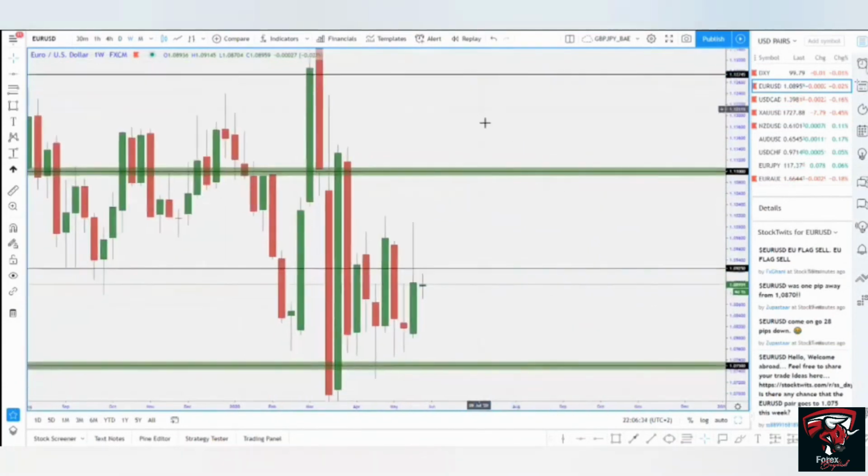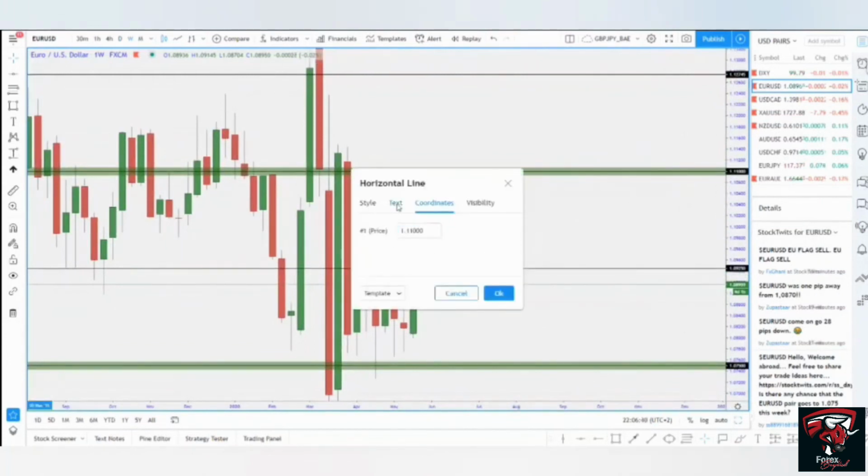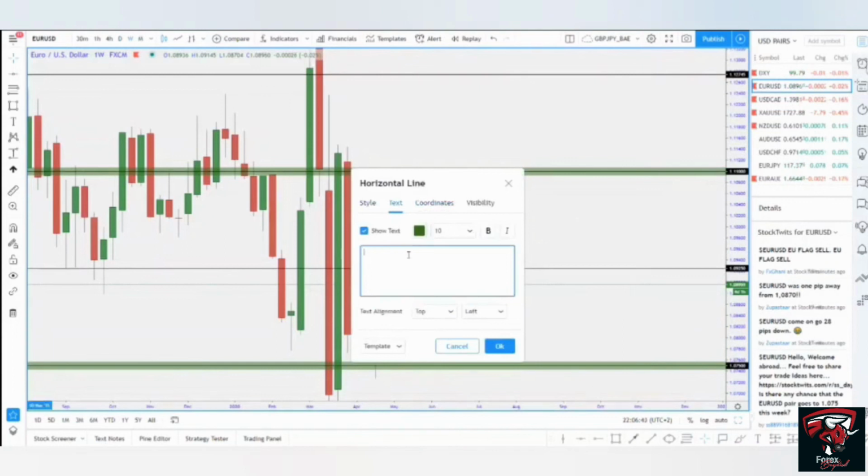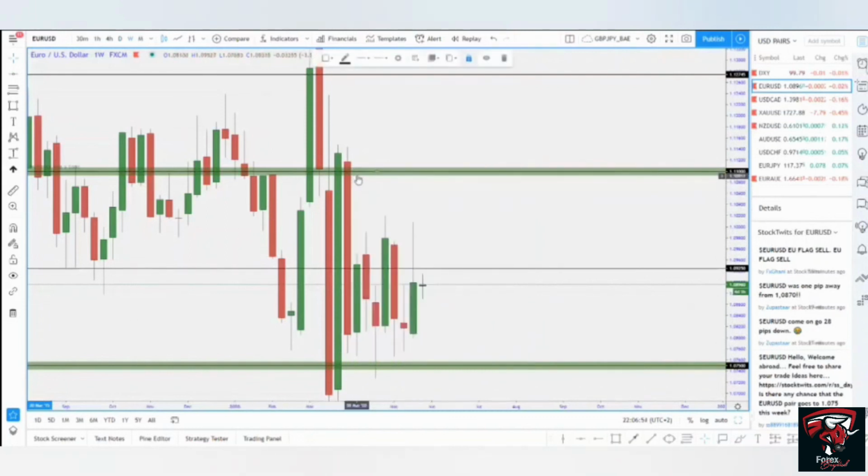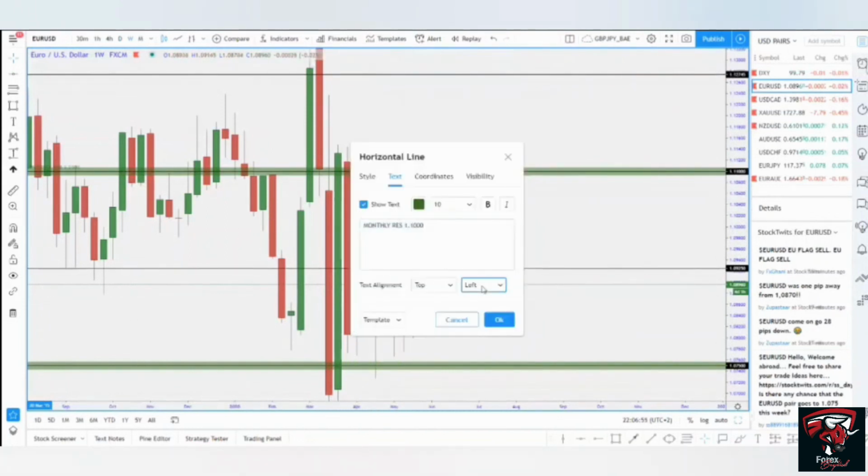Don't forget to annotate the line. These are monthlies, these are weeklies. So how I would do this is I would have an annotation there and probably say monthly resistance, because that's at the top. So that's monthly resistance at 1.100, right? And then make sure that that annotation is actually on the right. Don't forget that, actually on the right.